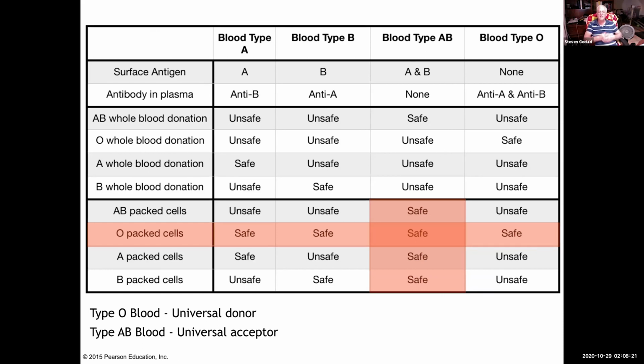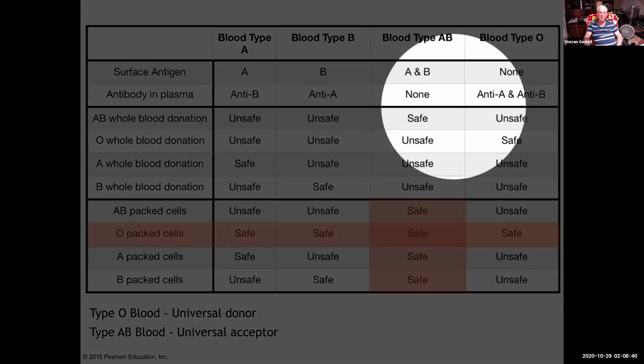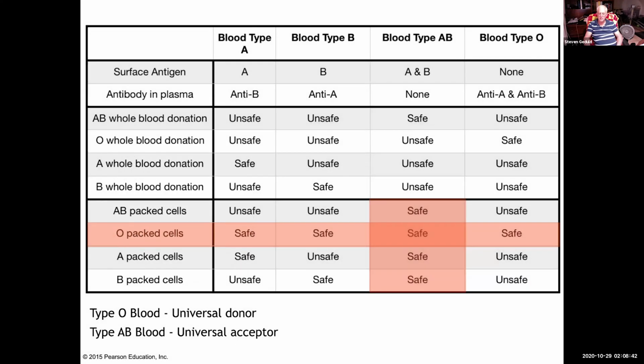And when you get to packed cells, packed cells make a difference. If they're packed cells, you are not delivering the plasma with it. So you're not transferring the antibodies from one patient to the other during the transfusion. You're just giving them the red blood cells. So like I said, a type O patient with packed cells can safely donate.